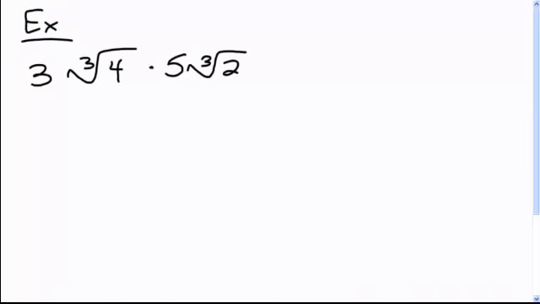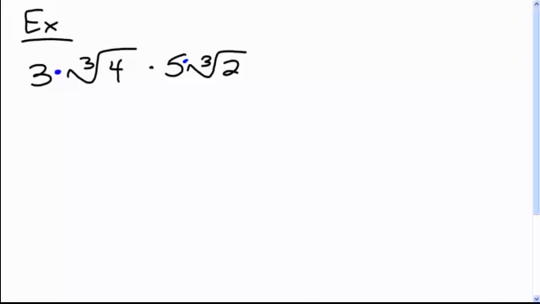Okay, next, this is just all multiplication. I have 3 cube roots of 4 times 2 cube roots of 2, which is really just 3 times the cube root of 4 times 5 times the cube root of 2. And it doesn't matter what order I multiply pieces in. So this is all multiplication. I can put a multiplication sign there, I can put a multiplication sign there.